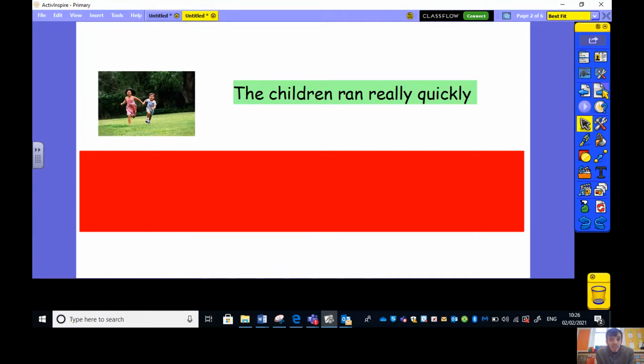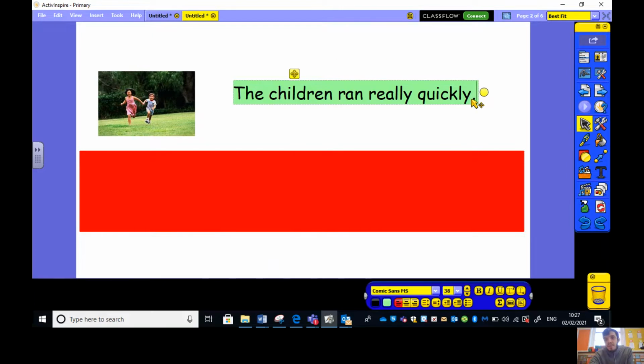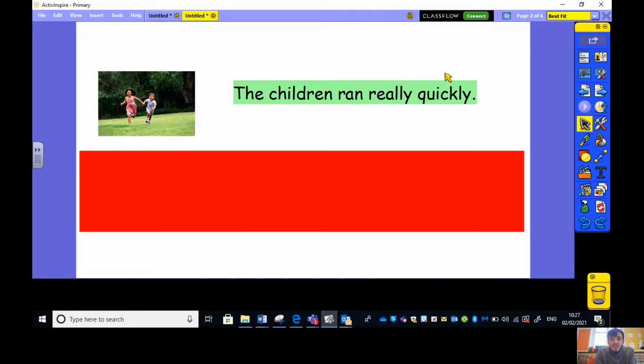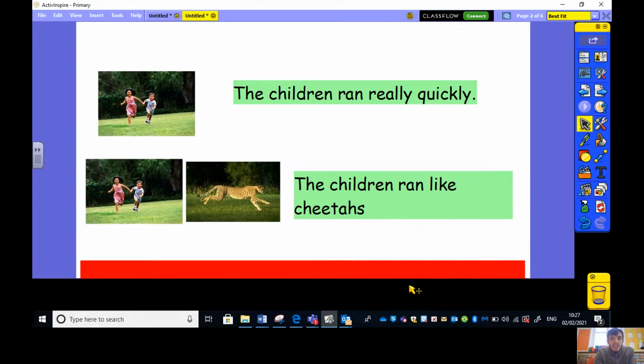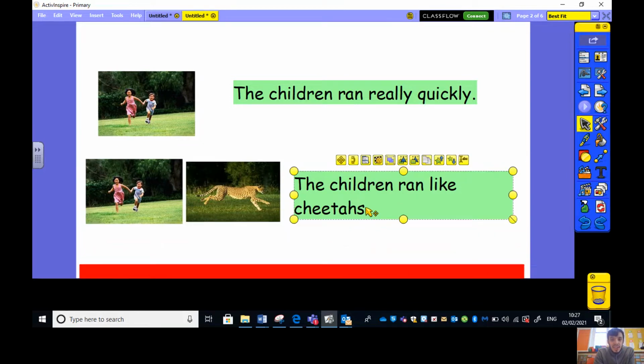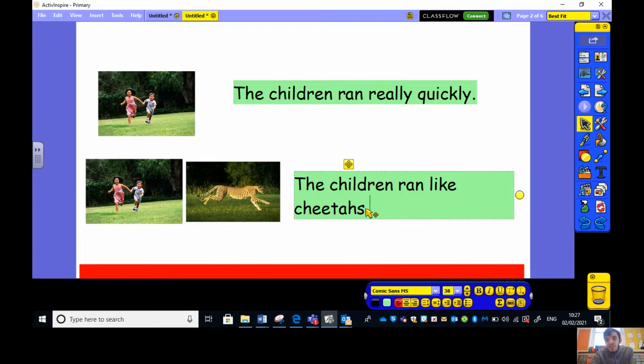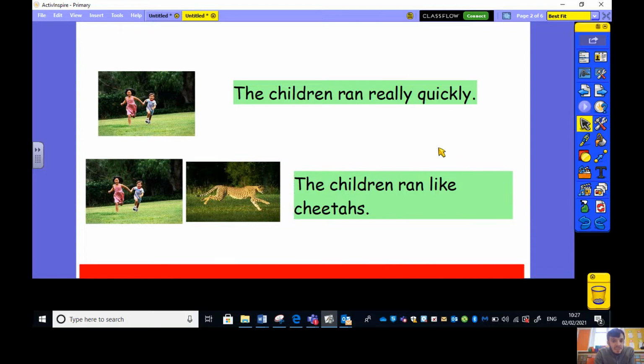Looking at this picture here, I could say the children ran really quickly, and we can see the picture of two children running. And I could write the children ran really quickly, and I must remember my full stop. But I could use a simile. I could compare the children to something else to tell me they're really quick. I could have said the children ran like cheetahs.